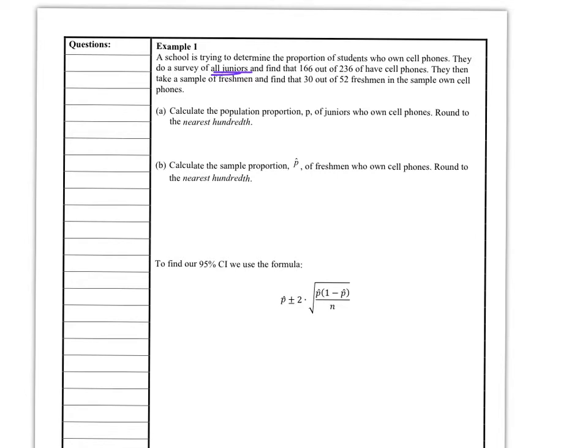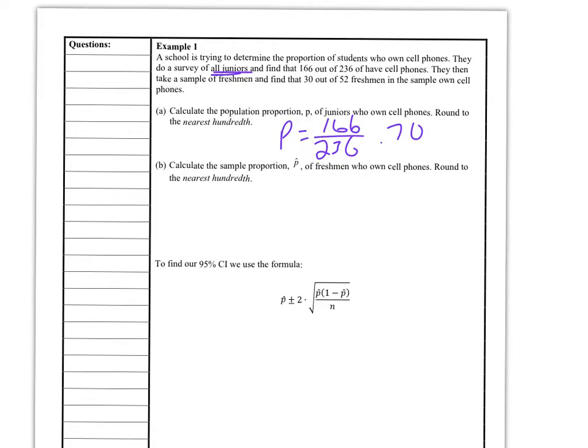So P equals 166 out of 236. That's going to work out to be 0.70. So that is the true proportion. So we can say with 100% certainty that of all the juniors in that school, 70% had a cell phone.